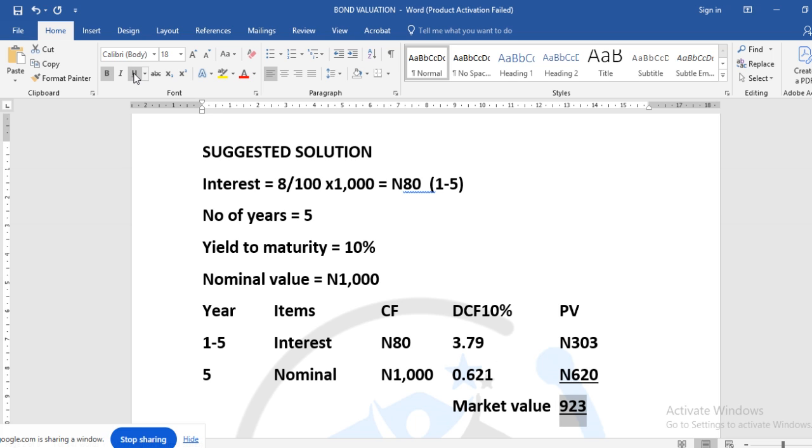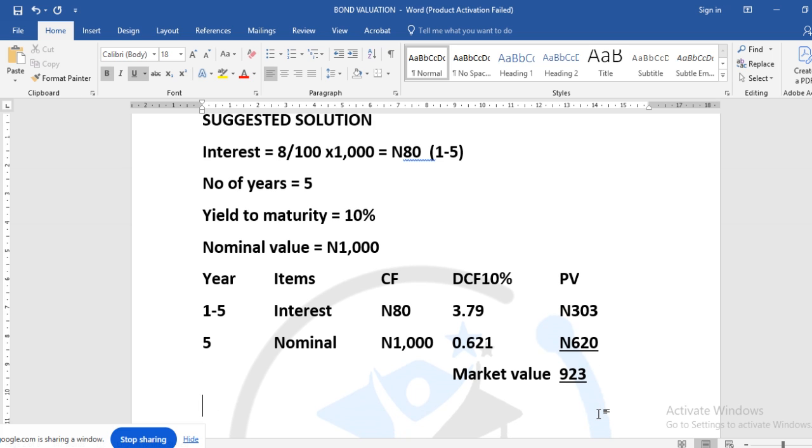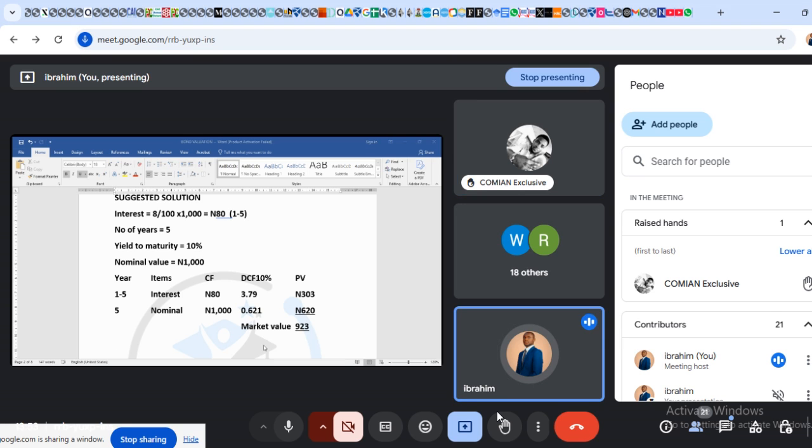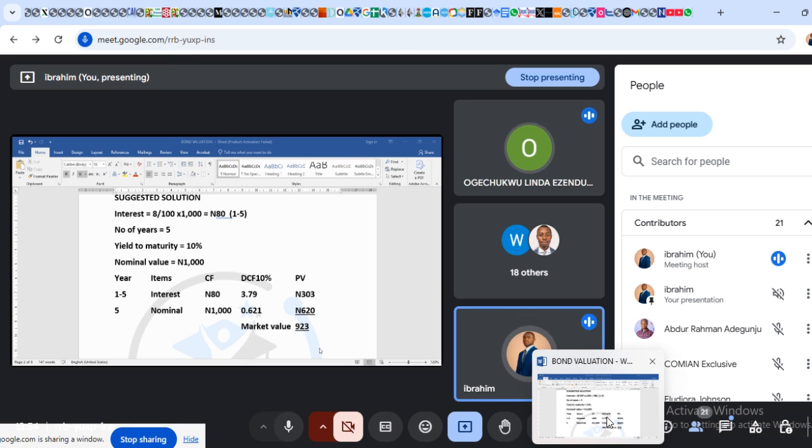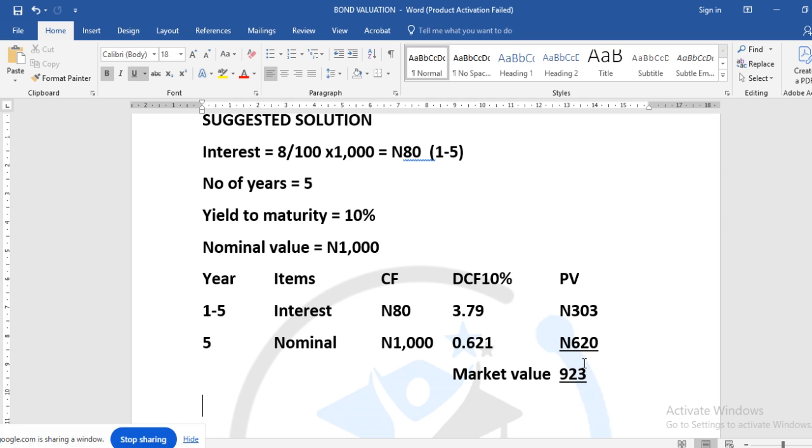So is this market value at par or at discount? Because in some questions, the question may say calculate the market value, theoretical value, and explain if it is at par or at discount. Class, who can tell me, is this market value at par or at discount? At discount. Because the market value is below the nominal value. That is why it is at discount. So this is as simple as ABC. All these are cash inflow.